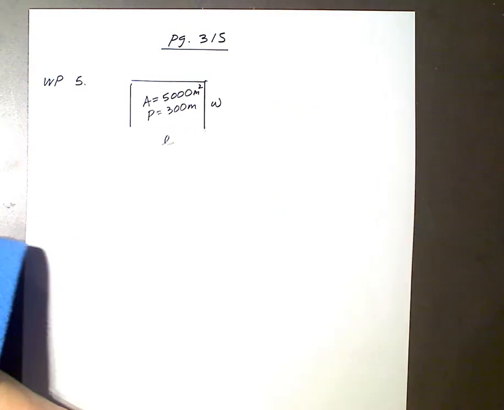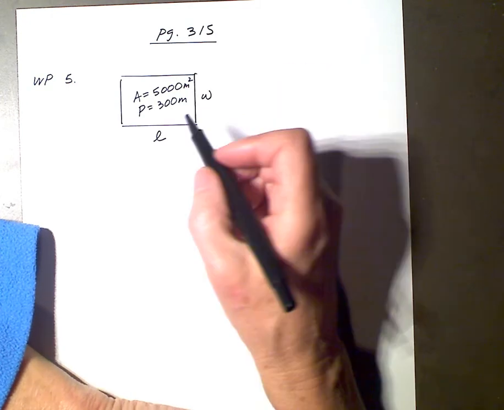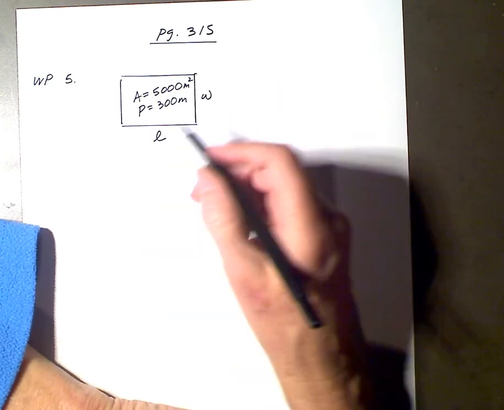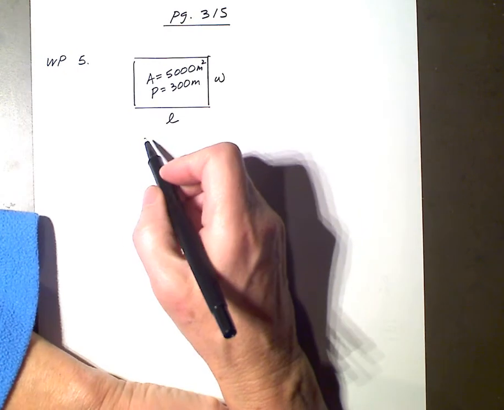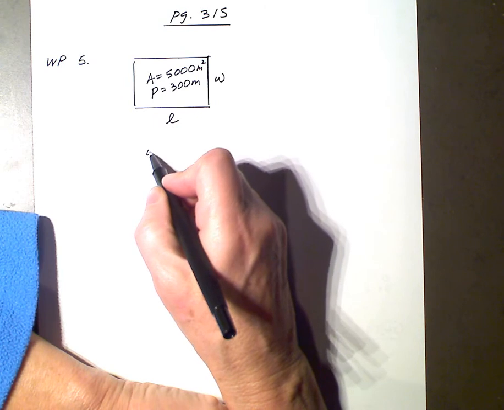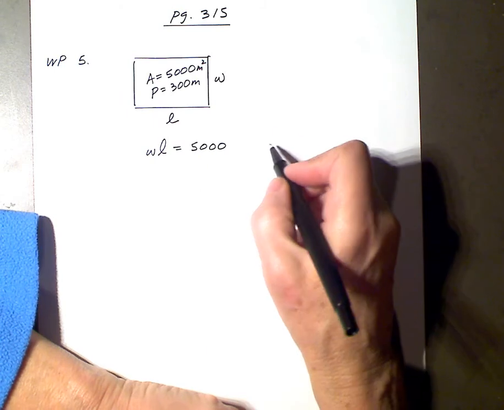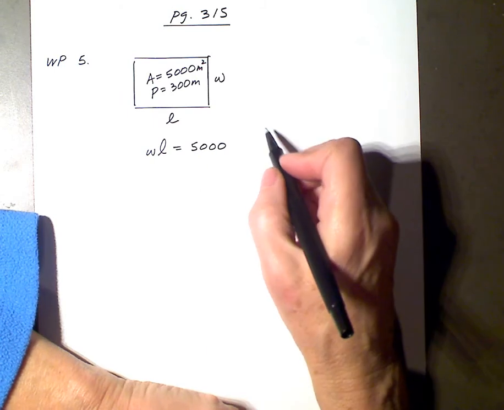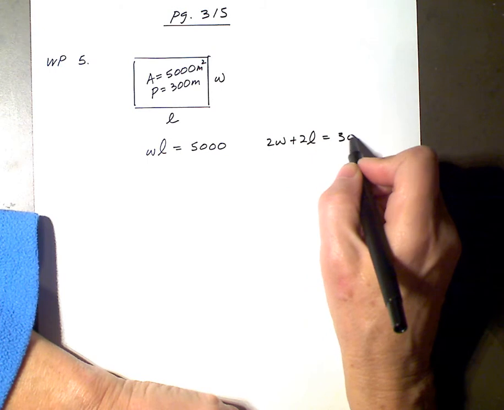So I know that area is width times length, and perimeter is 2 widths and 2 lengths. So let's write that up as two equations using W for width and L for length. Width times length is 5,000 meters, and the perimeter of 300 is 2 widths plus 2 lengths, which gives me the perimeter of the 300 meters.